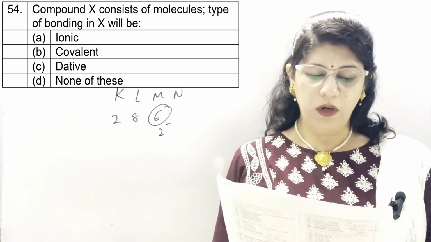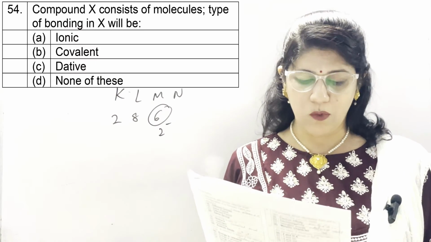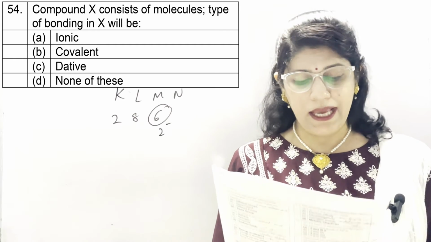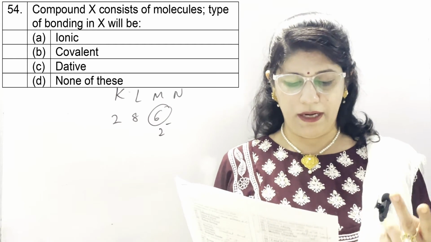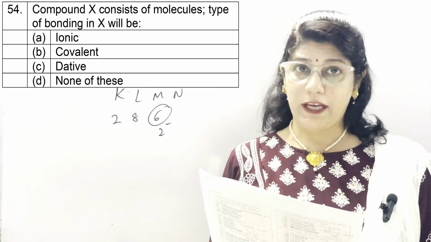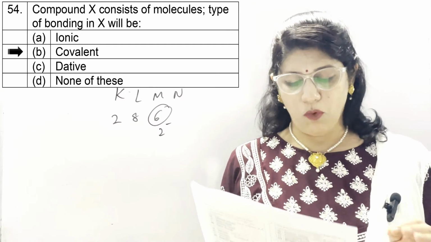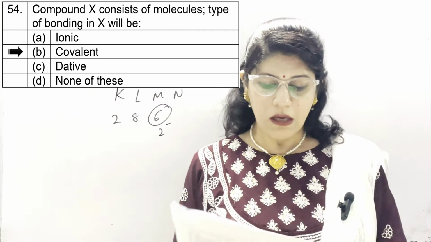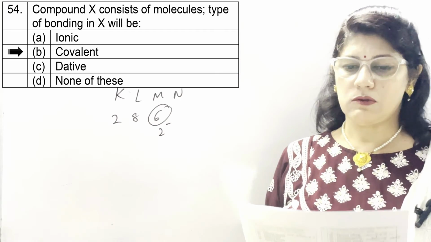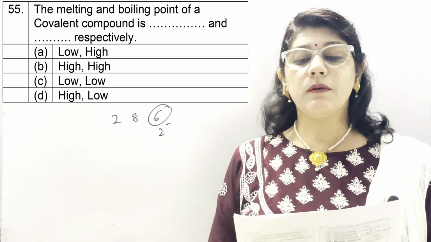Question number 54. Compound X consists of molecules. Type of bonding in X will be. Type of bonding, options given are ionic, covalent, dative and none of these. So correct option is covalent, because molecules are formed by mutual sharing of electrons, and covalent bond is also formed by molecules only.